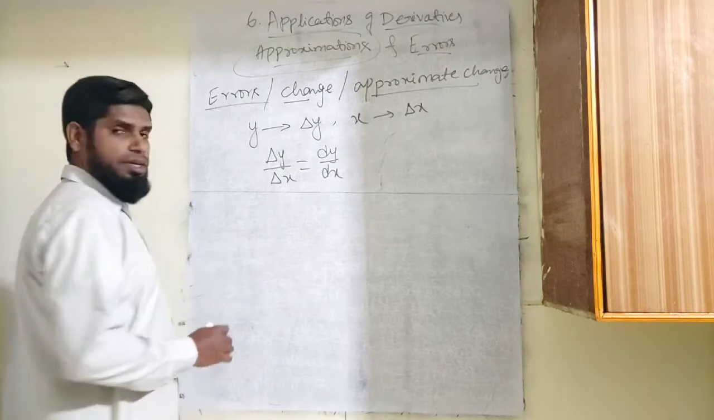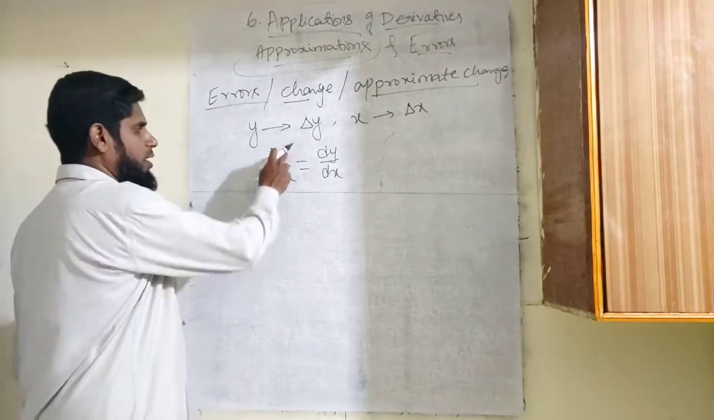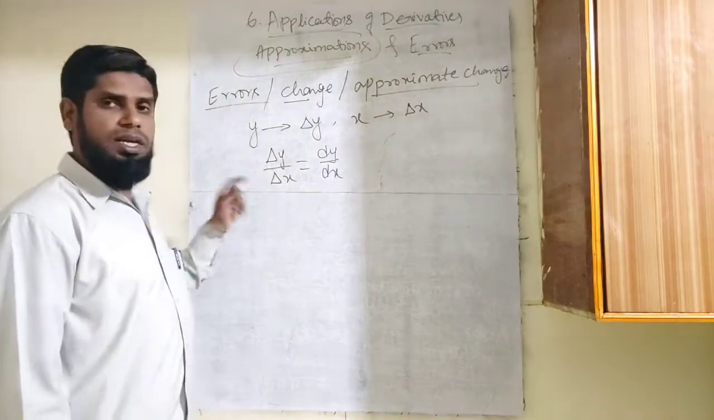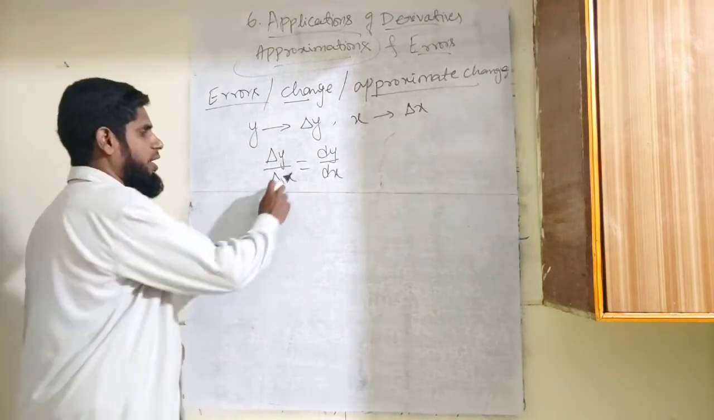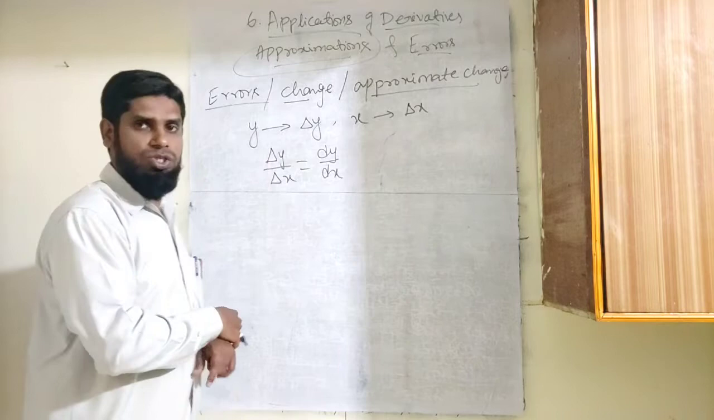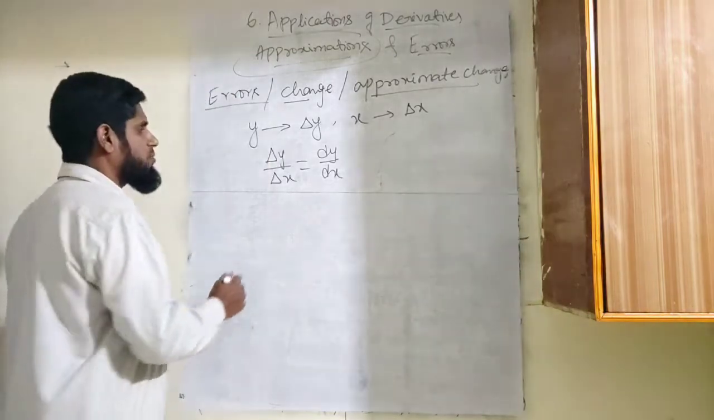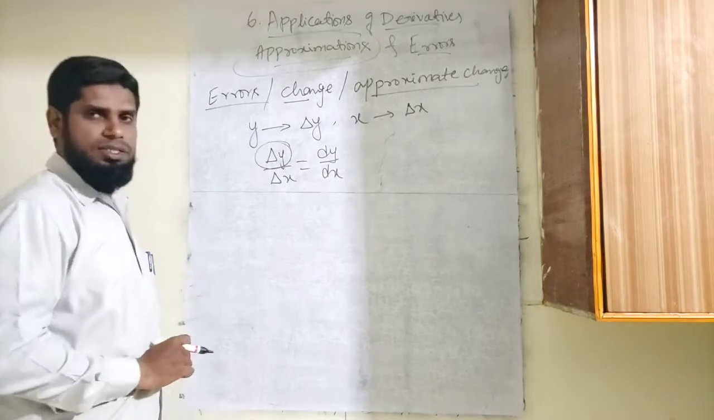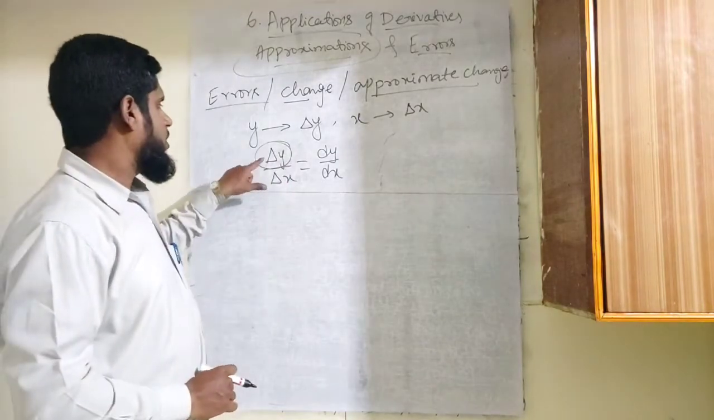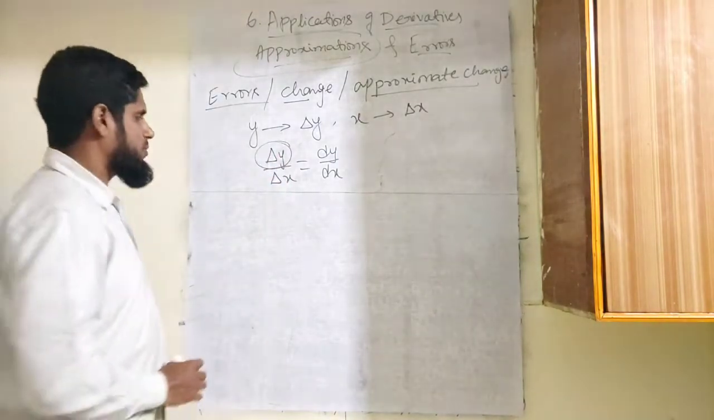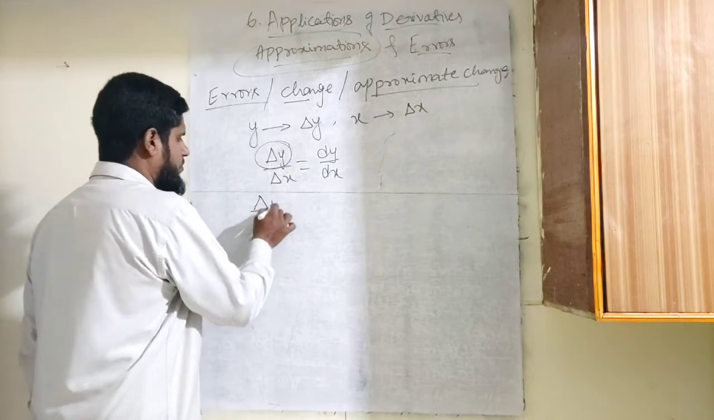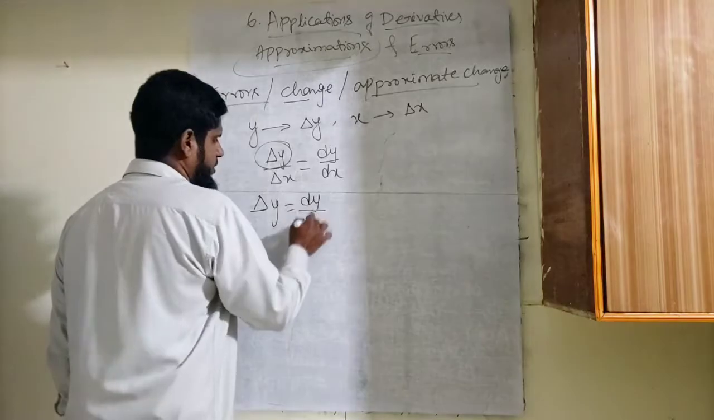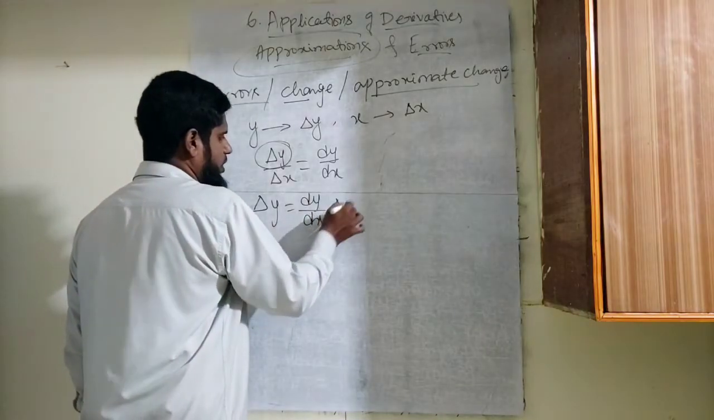So finally, here there are two approximations. One is on the y-axis, the other is on the x-axis. He will give any one error, and the other error he will ask us to find. In general, mostly he will ask us to find the change or error in our dependent variable. So here delta y is equal to dy by dx into delta x.